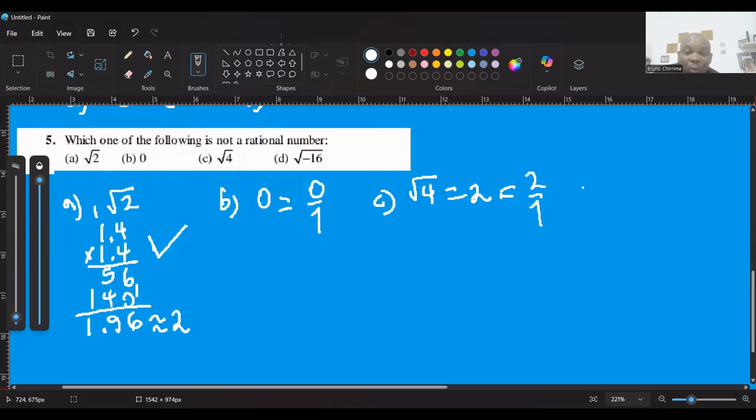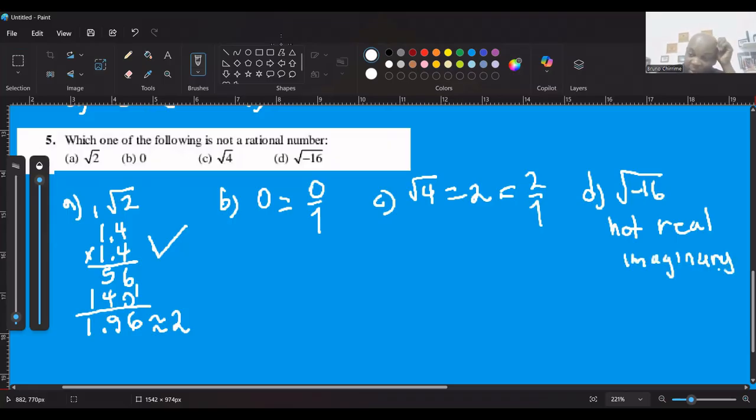Now, what about D? Looking at D, the square root of a negative number, negative 16. So we know that this is not a real number. Actually, it's called an imaginary number. You'll learn this in the future if you continue with a lot of mathematics or engineering. So it's an imaginary number.